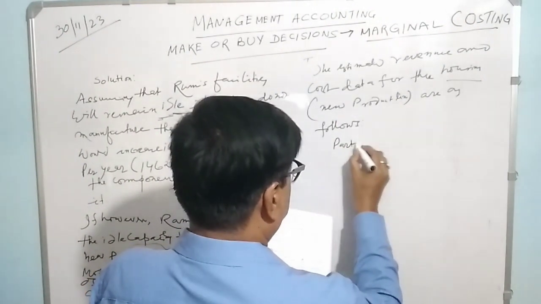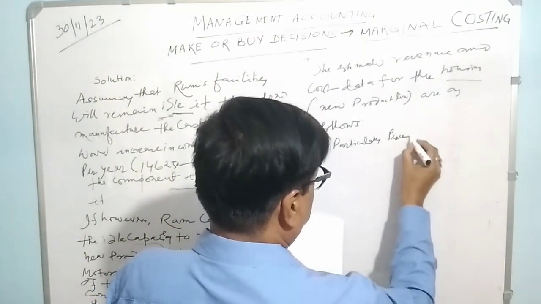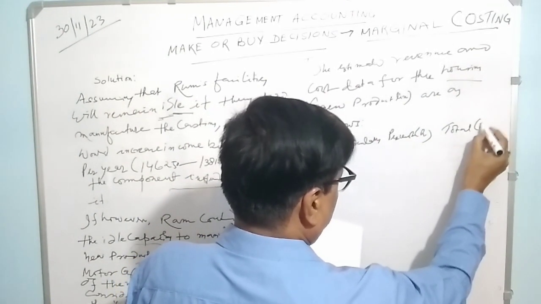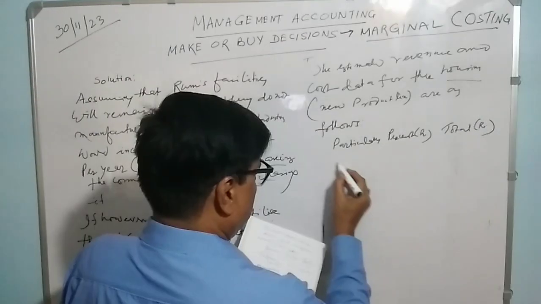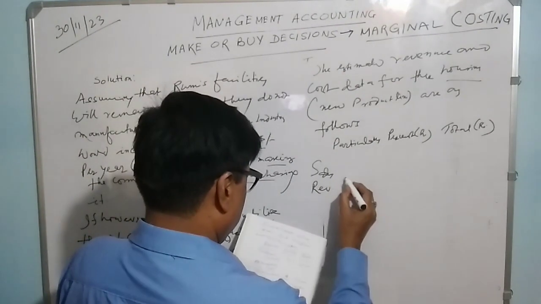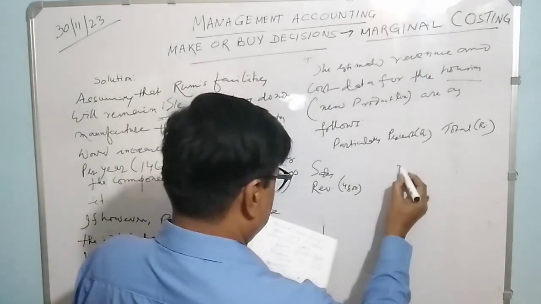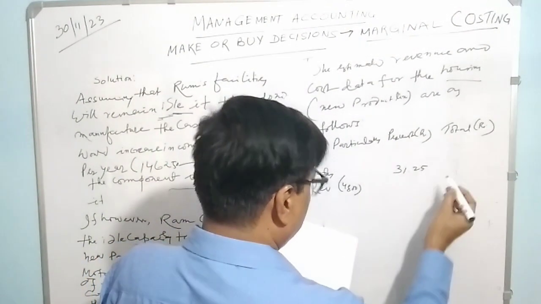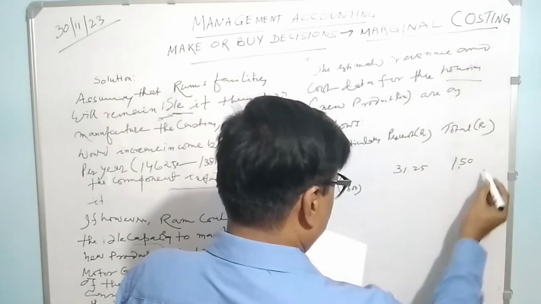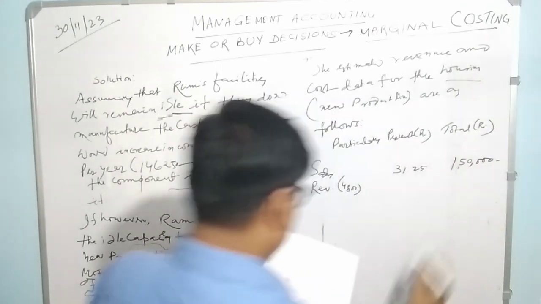Particulars, per unit rupees, total rupees. Sales revenue: 4,800 units. Per unit is 31.25. These are all problem details. So your sales value for 4,800 units will be 1,50,000, right?